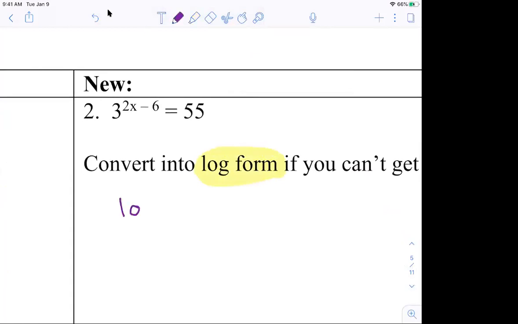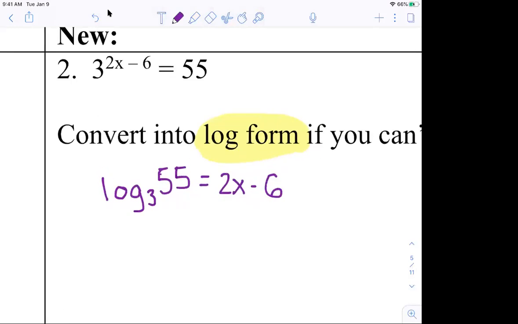So we have log base 3, the 3 is your base, of 55 equals 2x minus 6. Because again, your goal is to solve for x, and in order to do that, you're going to have to convert into log form. You also need to make sure you always put the 3 in the right spot. The 55 has to be in the right spot, and the 2x minus 6 has to be in the right spot. Otherwise, you get the wrong answers. Those 3 pieces always go in the same spots when you convert to log.